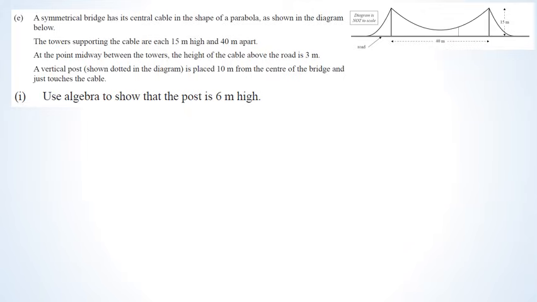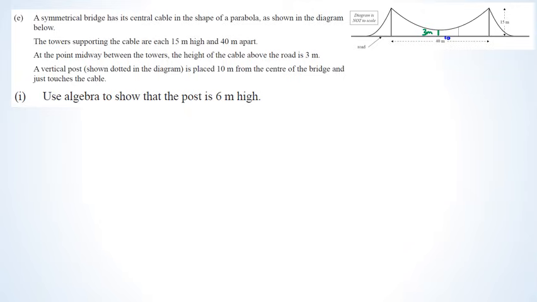Alright guys, with this question, what we have is a symmetrical bridge, 40 meters apart, and its supporting cables. The towers that support the cables are 15 meters high. And we've been given some information at the lowest point. At a point midway between the towers, the height of the cable above the road is 3 meters. So the distance here is 3 meters. And it says use algebra to show that the post is 6 meters high when the vertical post is 10 meters from the center.